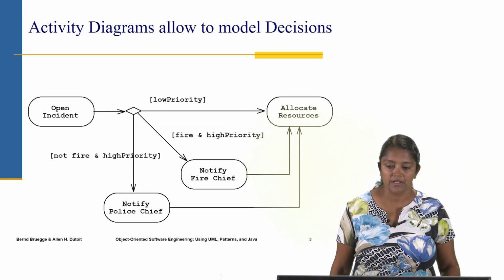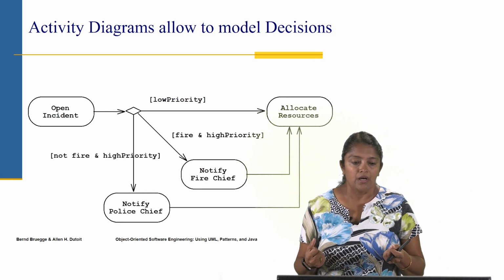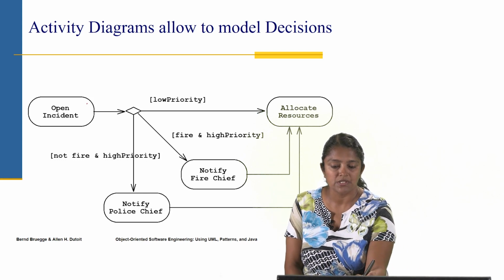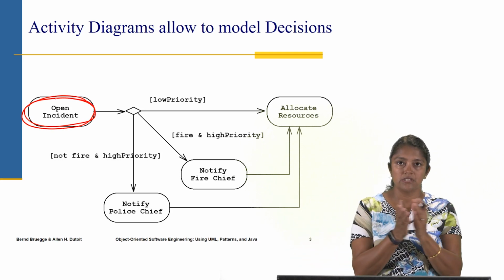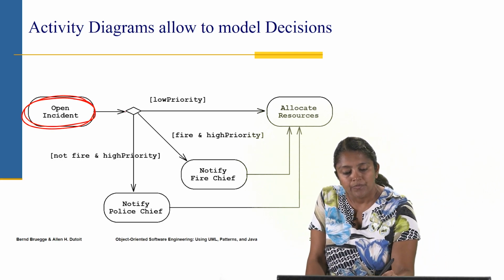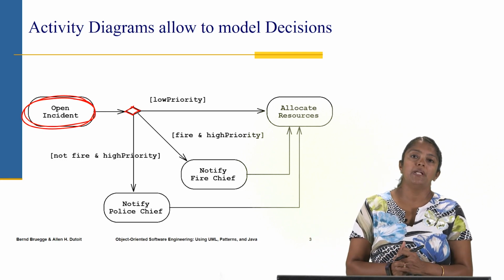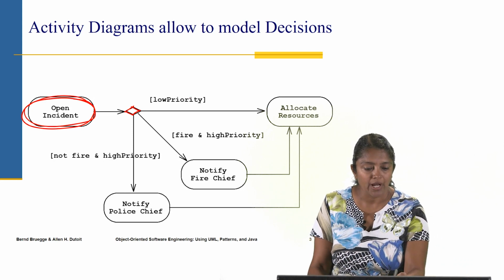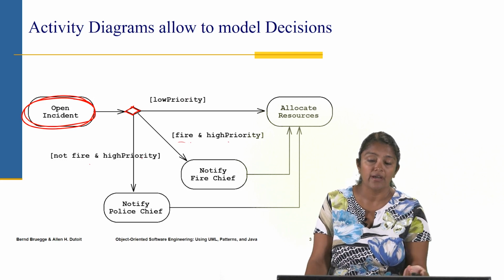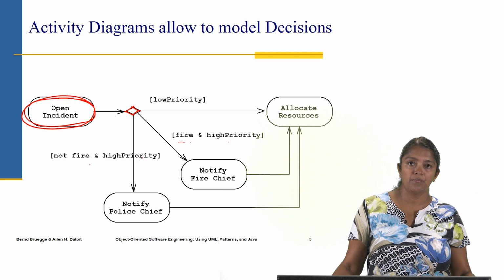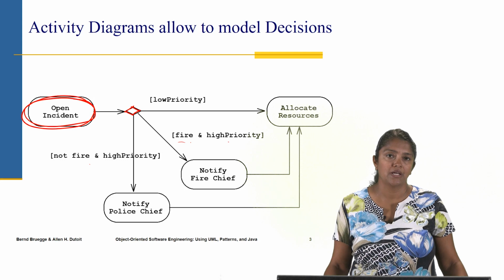So here's the same example of the emergency incident handling system. Say there is an incident that comes into the system. The first step or the first activity is to open an incident record, and then some kind of decision making may be needed. Depending on the priority of the incident, is it a low priority, is it a fire and high priority, or is it not fire and high priority? Those are the three possible paths, based on a certain condition, that can be taken.